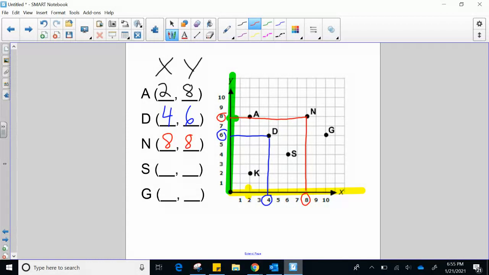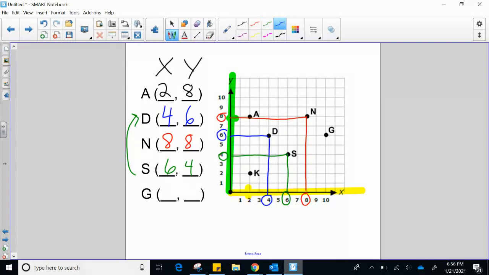For point S, along the x-coordinate, it is a 6, and the y-coordinate, it is at the 4. Now again, if I would have said 4, 6, I would have been wrong because take a look. Point D is at 4, 6. Point S is at 6, 4. It's not just the numbers, but the order. The order tells you which axis you're talking about.